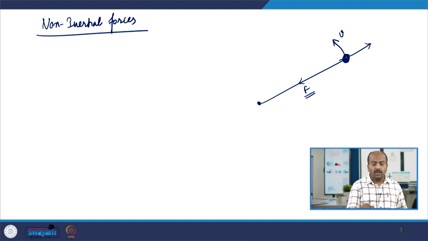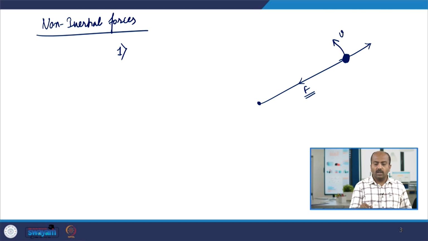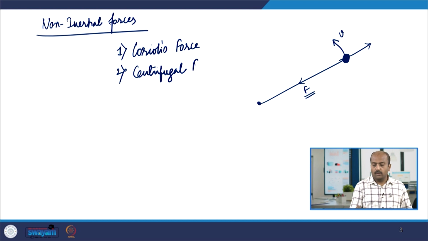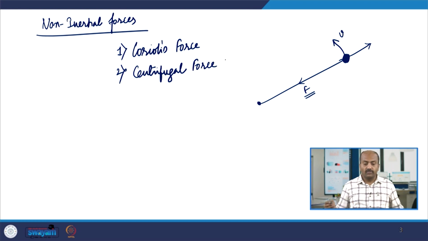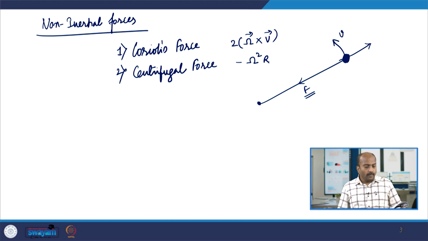Two very important non-inertial forces which contribute to the motion of atmosphere from one point to another are, first, the Coriolis force, and second, the centrifugal force. Like I said, I will not go into the derivation of these forces; I will use the expressions directly. The Coriolis force is 2 omega cross V, and the centrifugal force is omega square r.